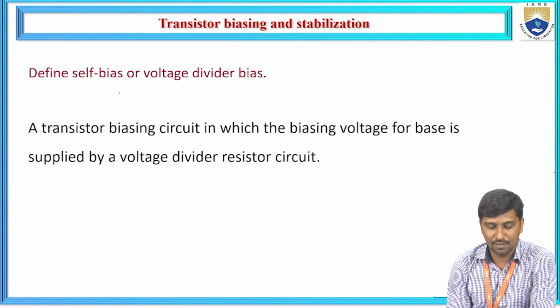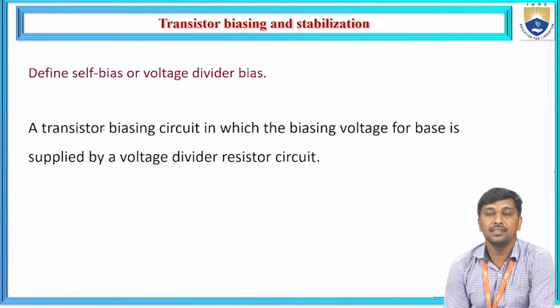Then define self bias or voltage divider bias. In this case, we need to stabilize the Q point irrespective of temperature conditions, so we need to stabilize the collector current irrespective of variations in temperature, current gain, or input voltage parameters.